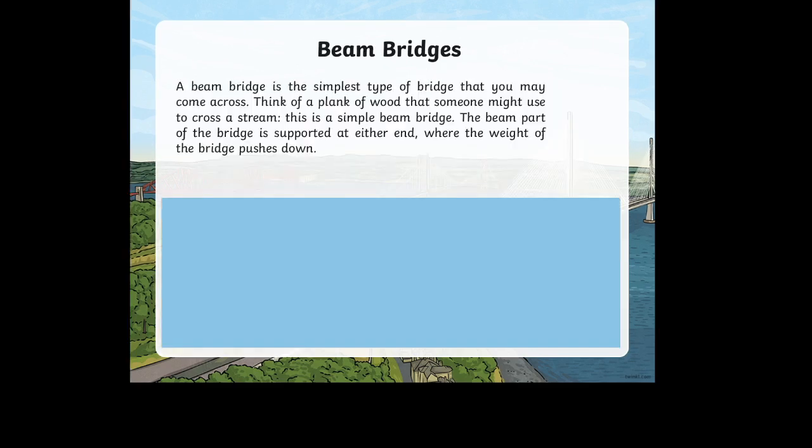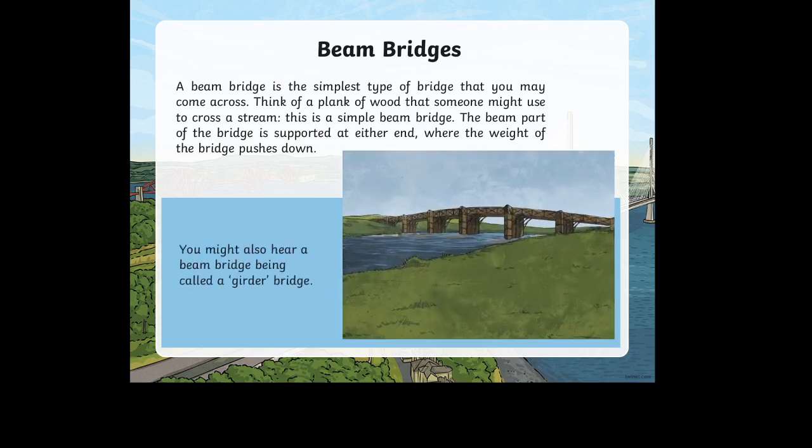And then the final one is a beam bridge. It's the simplest type of bridge that you may come across. Think of a plank of wood or something that might be used to cross a stream. This is a simple beam bridge. The beam is part of a bridge supported at either end, where the weight of the bridge pushes down.